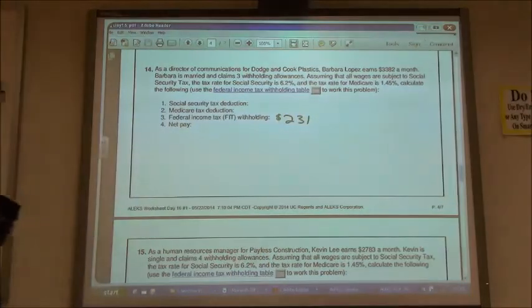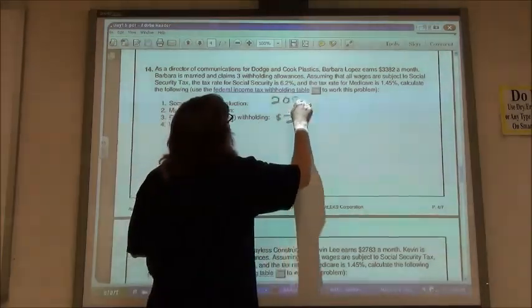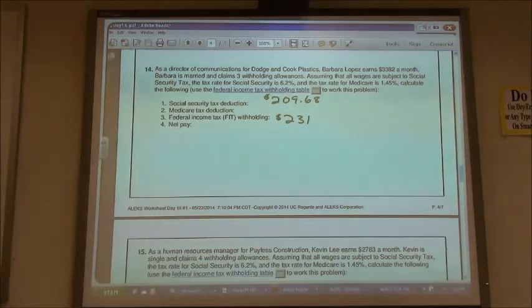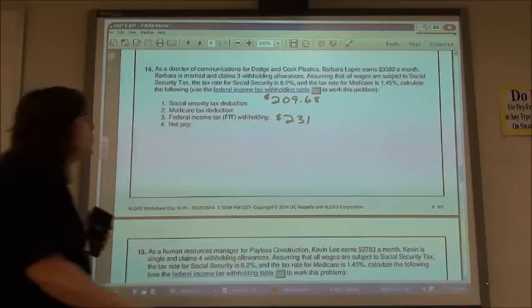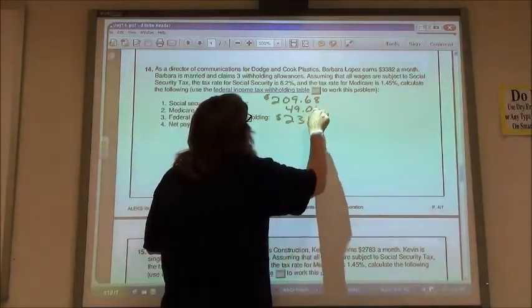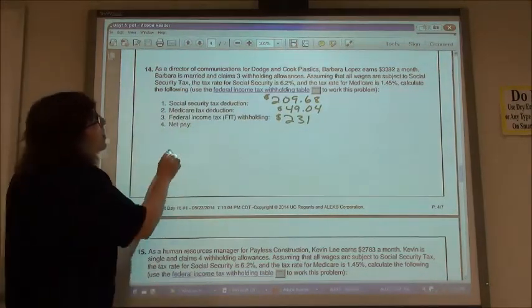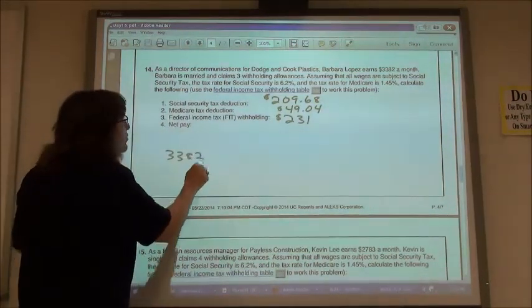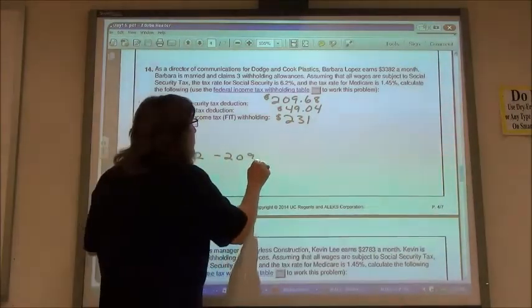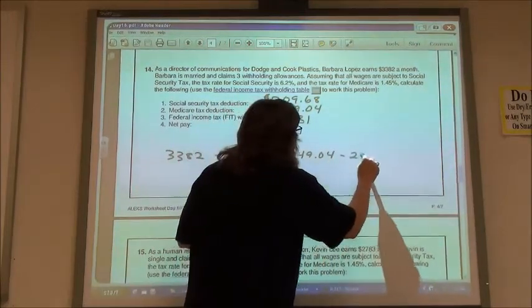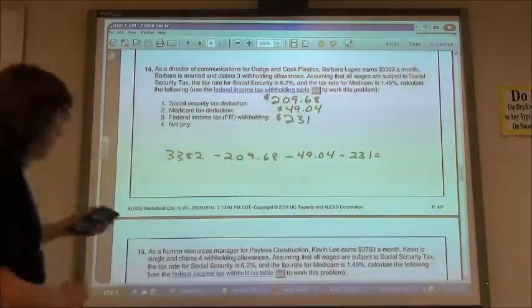So without rewriting all the calculations, our Social Security was $209.68. Our Medicare tax deduction that we had up there was $49.04. And so I want to calculate my net pay. So Barbara had $3,382 a month. We're going to take off the $209.68, the $49.04, and the $231 to figure out her net pay.